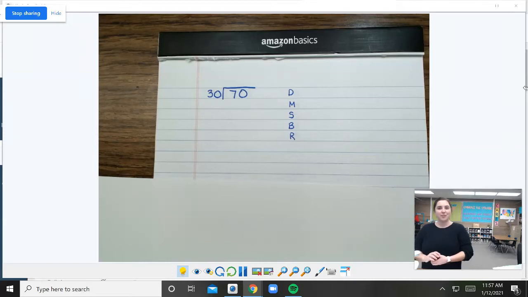Hi, fifth graders. Today is our first day coming back to division, although hopefully you've been doing the division practice in our fluency activities just to refresh our minds. But if you haven't, you might want to go back and look at those.